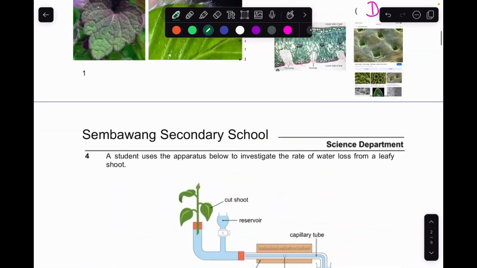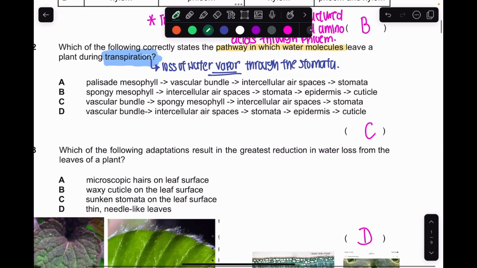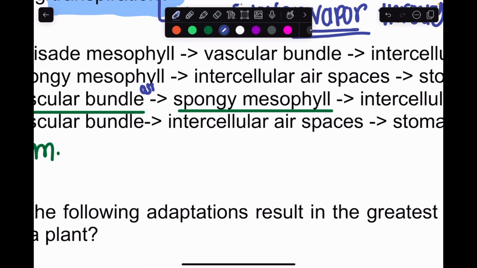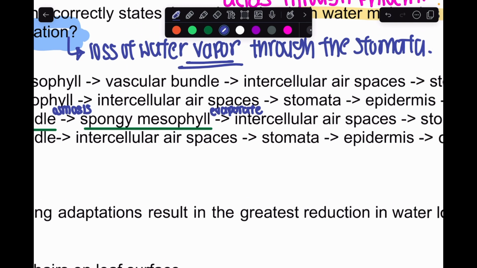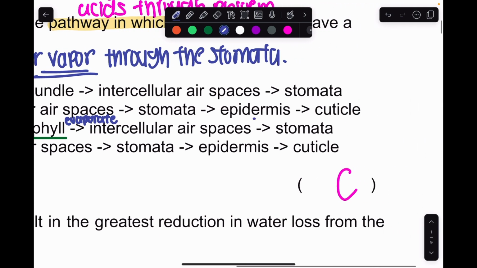In your notes, box 1 and 2 describe the process of transpiration. Coming back to the question, remember the story first begins at the vascular bundle, specifically at the xylem. Then water moves to the spongy mesophyll through osmosis, and then moves out to form the thin layer of moisture around the spongy mesophyll. Then water starts to evaporate into water vapor in the intercellular airspace, and then will diffuse out of the stomata. So the answer here is C.